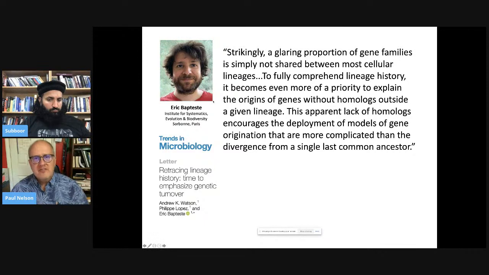So in the paper, they say a glaring proportion of gene families is simply not shared between most cellular lineages. And they go on, it becomes a priority to explain the origin of genes without homologs outside a given lineage. This apparent lack of homologs encourages the deployment of models of gene origination that are more complicated than the divergence from a single last common ancestor. So LUCA is fading away in their understanding of biological reality.